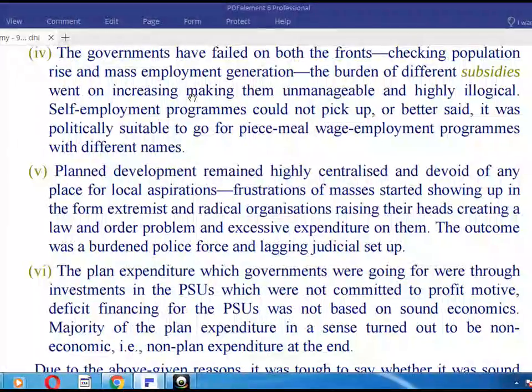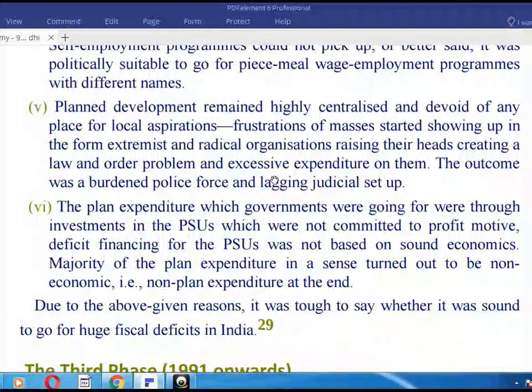Self-employment programs did not pick up. It was politically suitable to go for piecemeal wage employment programs with different names. Planned development remained highly centralized and devoid of any place for local aspirations. Frustrations of the masses started showing up in the form of extremist and radical organizations raising their heads, creating law and order problems and excessive expenditure on them. The outcome was a hardened police force and a lagging judicial setup.